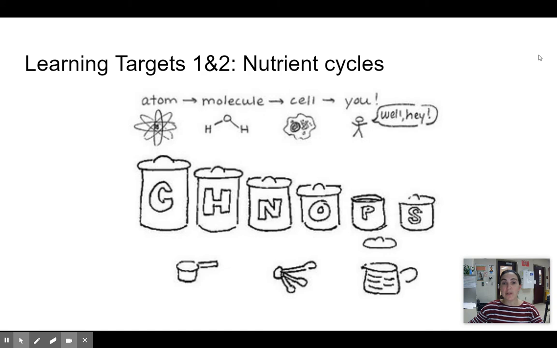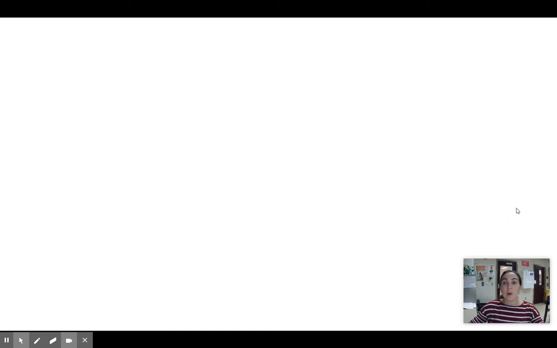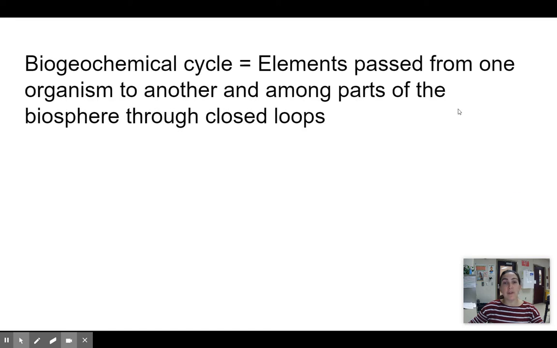Over the last week or so, we have been talking about the molecules of life that are made up of these CHNOPS elements: carbon, hydrogen, nitrogen, oxygen, phosphorus, and sulfur. Today we're going to talk about how these elements, which we also refer to as nutrients, move through ecosystems and how living things take them in the first place. We call this movement of elements through ecosystems biogeochemical cycles.